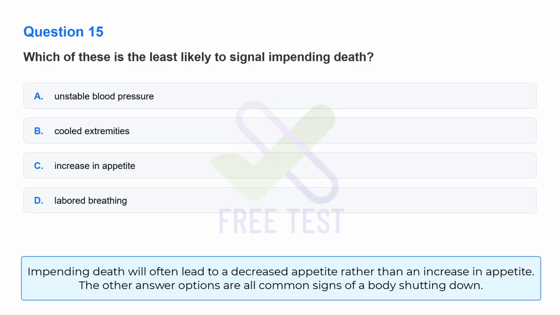The correct answer is C. Increase in appetite. Impending death will often lead to a decreased appetite rather than an increase in appetite. The other answer options are all common signs of a body shutting down.